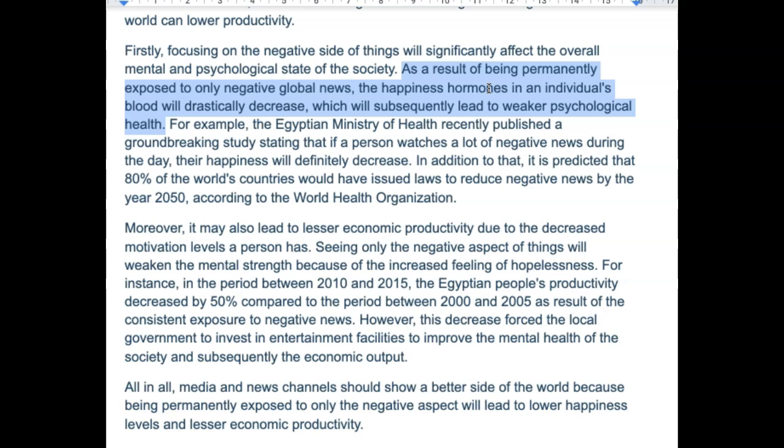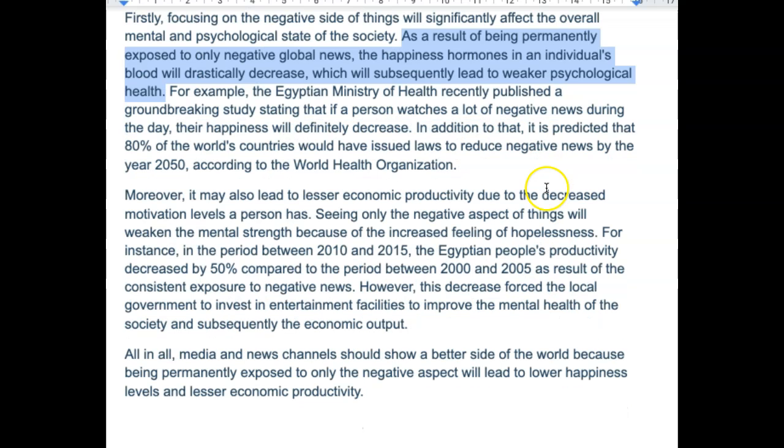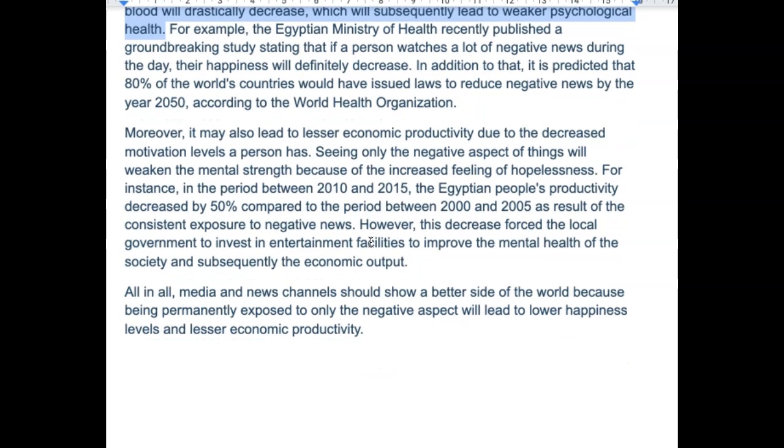However, this decrease forced the local government to invest in entertainment facilities to improve the mental health of the society and subsequently the economic output. Okay, so that sentence needs to be rephrased. So we've got a good example, we've got a clear point in the argument. That's great. However, this decrease forced the local government to invest in entertainment to improve the mental health of the society. Okay, so the problem here is this little bit at the end. So I would either delete it or add another point, because at the moment it's not grammatically correct and it needs to be reworked.